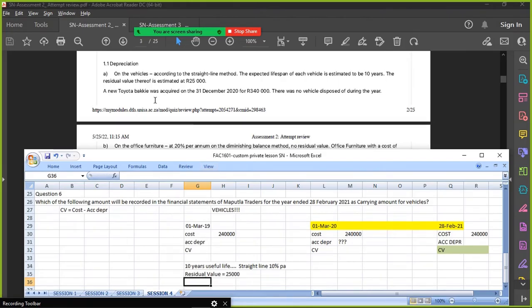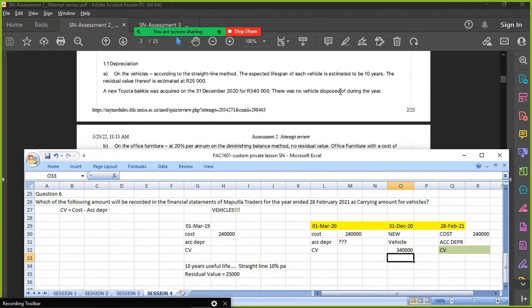Okay, was anything else? A new Toyota Bucky was acquired on the 1st of December. That's important. So March. Okay, so 1 December. This was 2020. Okay, there was a new vehicle. 31st of December, because I think that'll be a month. Sorry, I wrote 31. There we go. 31 December. And that was 340,000.